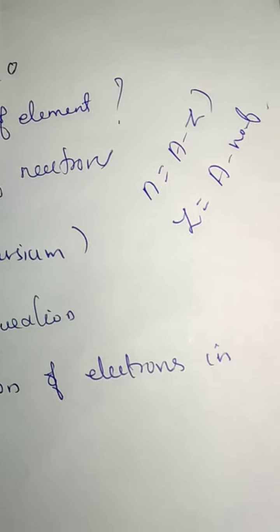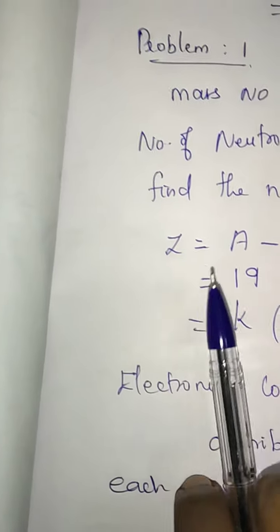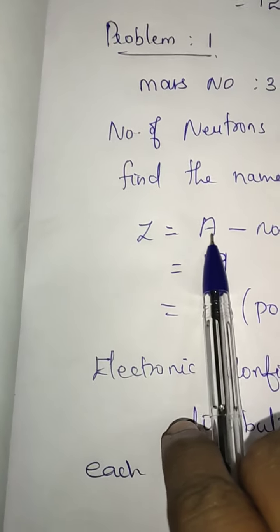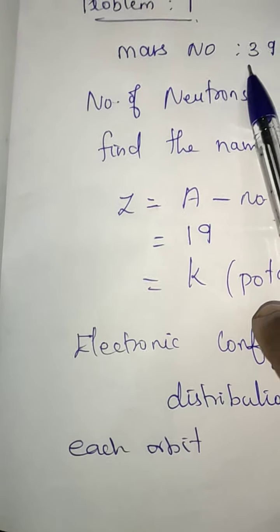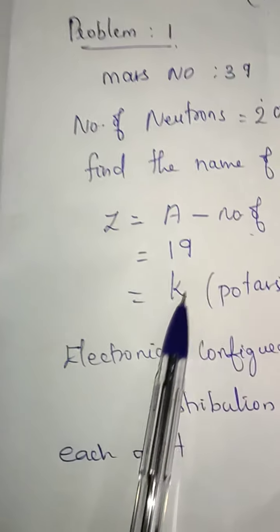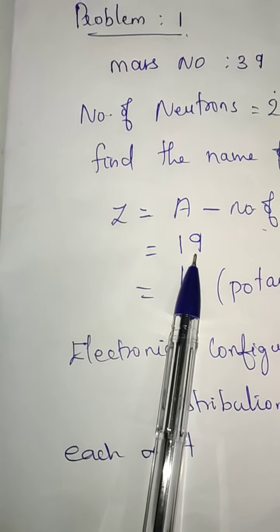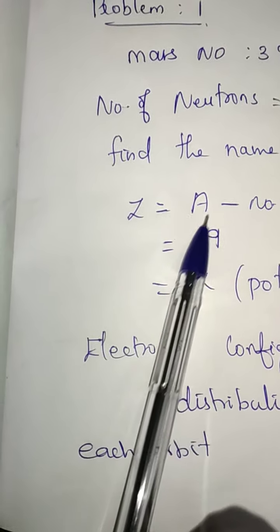From the formula A minus Z, we have taken that Z is equal to A minus, that is, mass number minus number of neutrons. Mass number, what's the value given here? 39. 39 minus 20, 19. So the neutron present inside, this is the value.